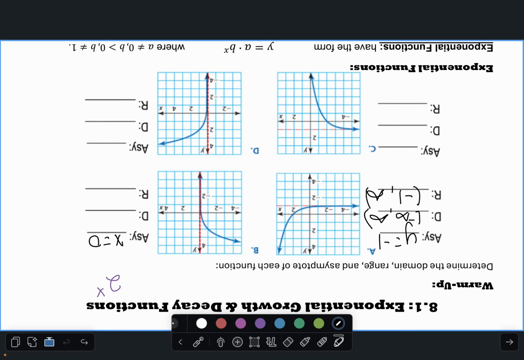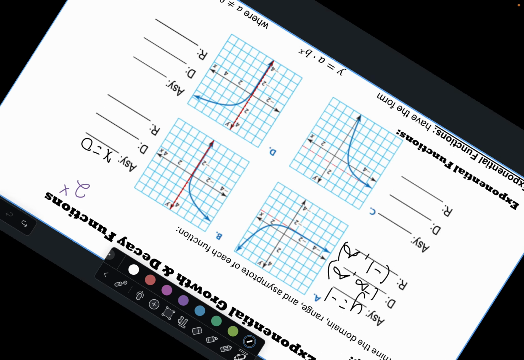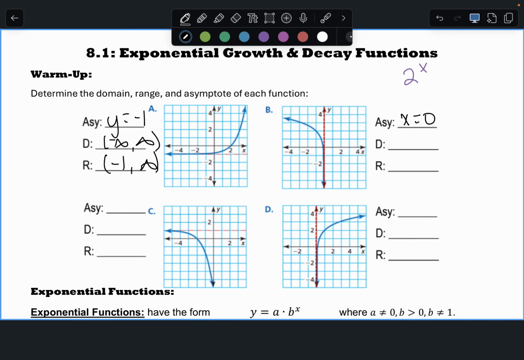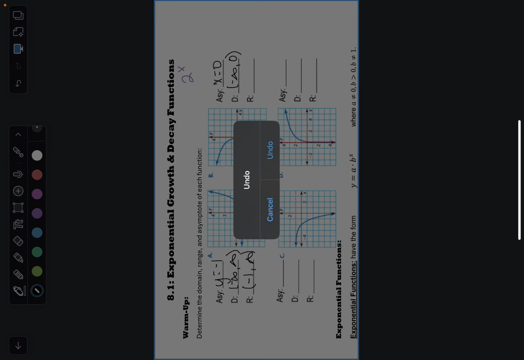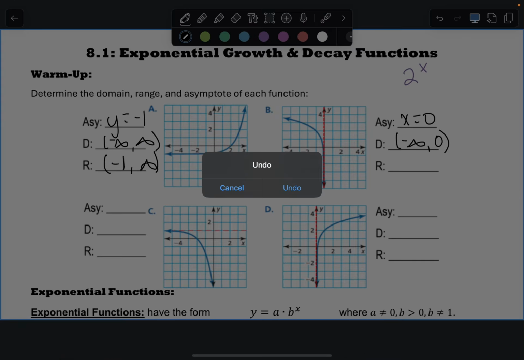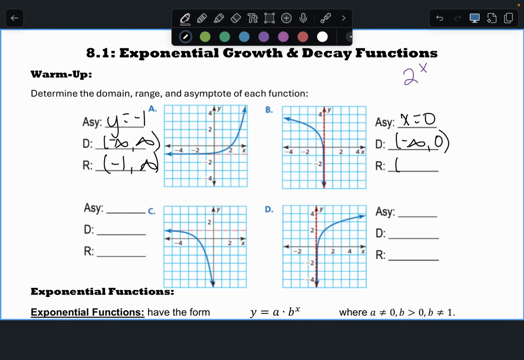When do my x values stop? At 0. Is 0 included or excluded? Excluded. That's where my asymptote was. So we're going to go -infinity to 0, excluded, with parentheses. What about range, starting at -infinity? Do I have points? Yep. To infinity? Yep. All real numbers.